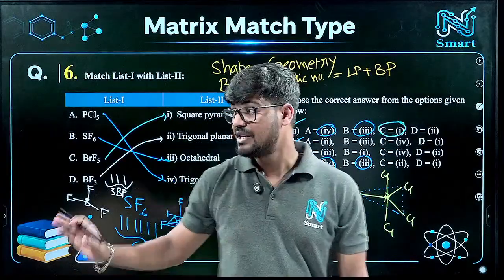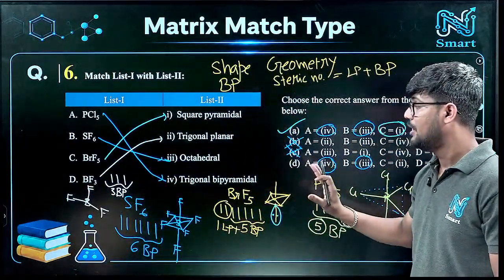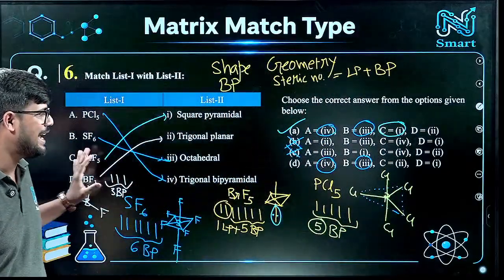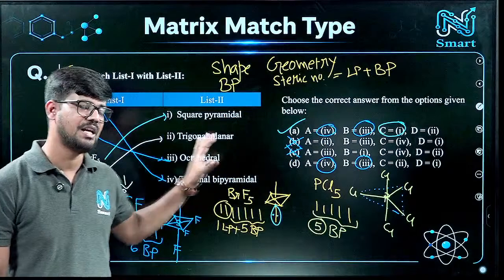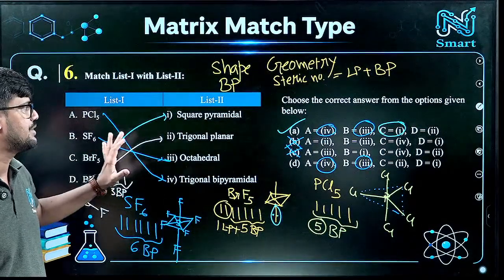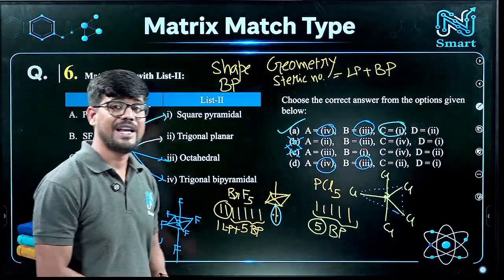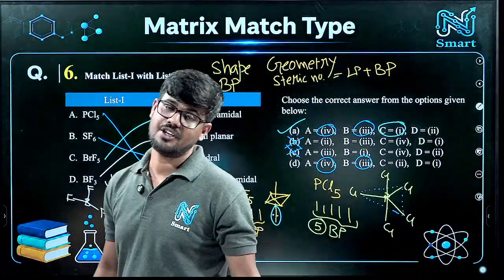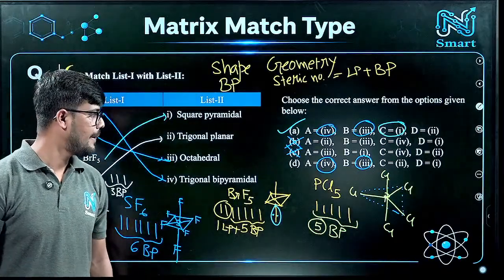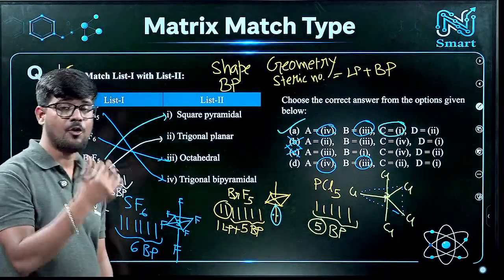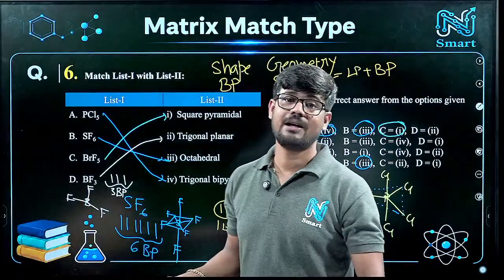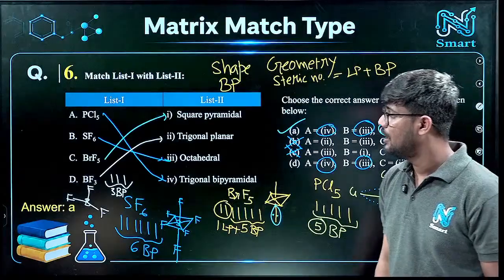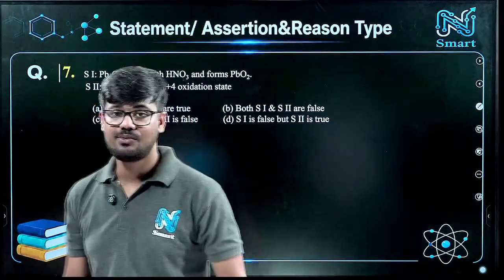Okay, if you study this question, you are revising the entire shape and geometry topic, right? This is a very important question. We can expect they will give some compound and you have to identify its shape or geometry. They can also ask how many lone pairs, how many bond pairs, and what the steric number is. So this is a very important question. Answer is A.